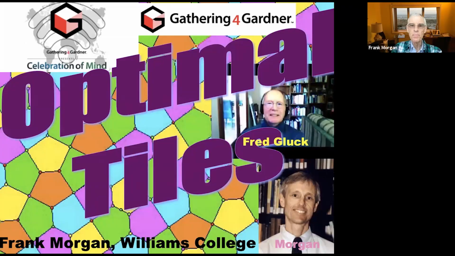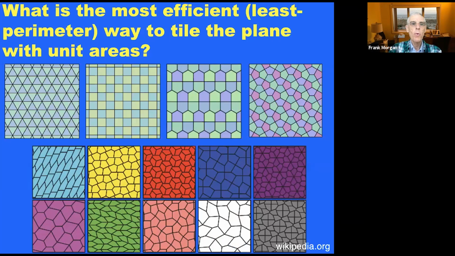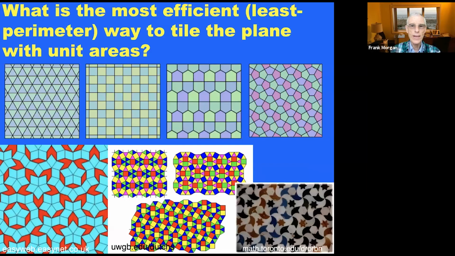Yes, talking about optimal tiles. And so the original question here was, what is the least perimeter way to tile the plane with unit areas? So in these tilings, you can see each tile has an area, which we're assuming to be 1. And each tile has a perimeter around the outside, and we're trying to minimize that. In the pictured ones right here, in each one of these tilings, all the tiles are identical, but we'll also allow mixtures of tiles as long as they all have the same area, area 1. And now, which of all possible tilings is the most efficient?